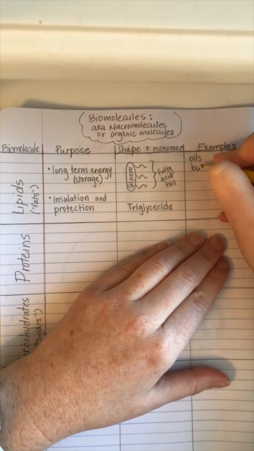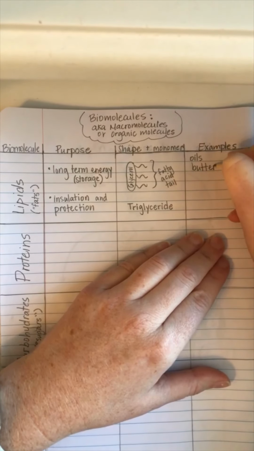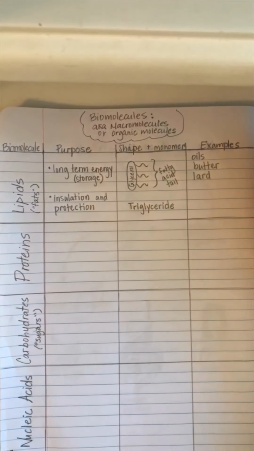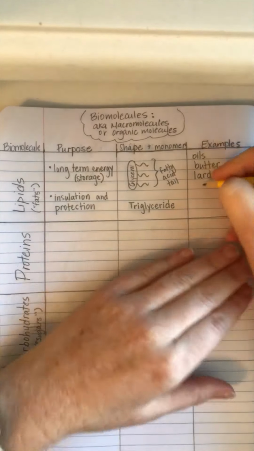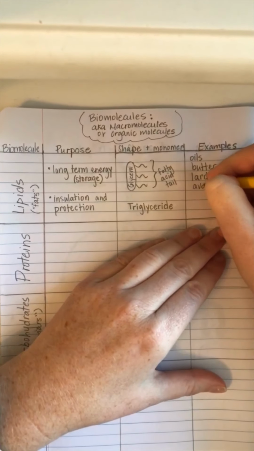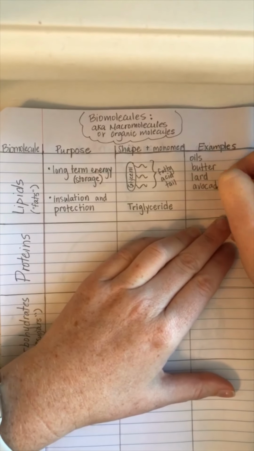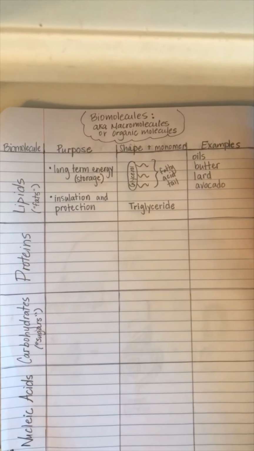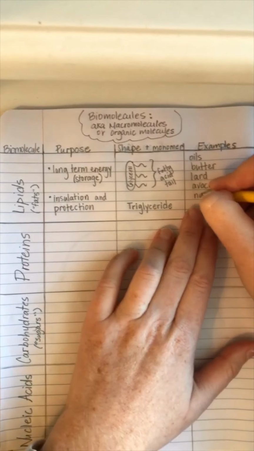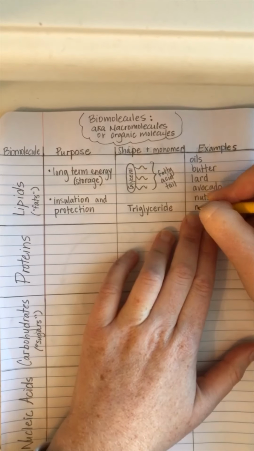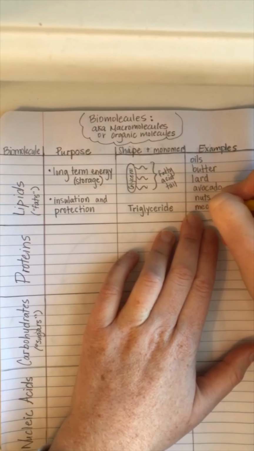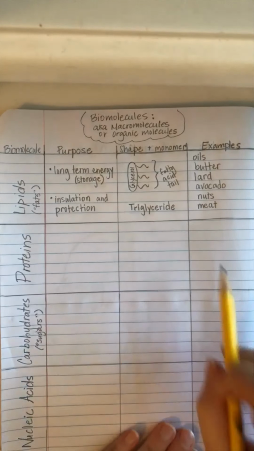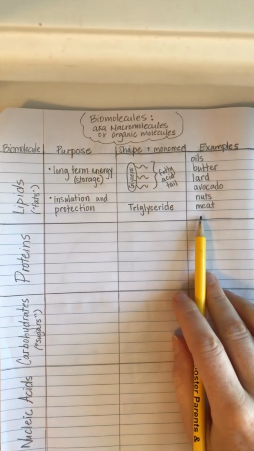butter, lard, all the good stuff that makes things taste nice. But there's also some things like avocado, which is not only made of fat, but super high in fat, as well as nuts and meat. And of course, this list could go on. We could add cheese and all kinds of other things that are high in fat.